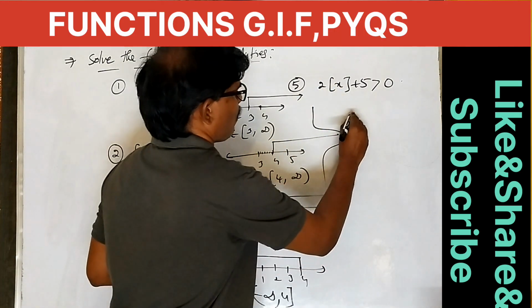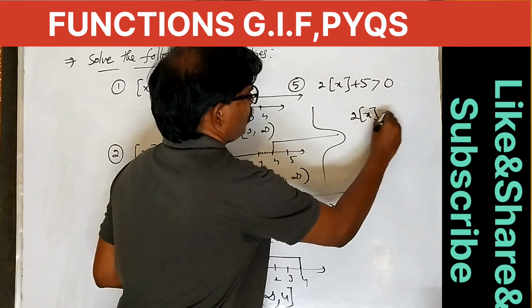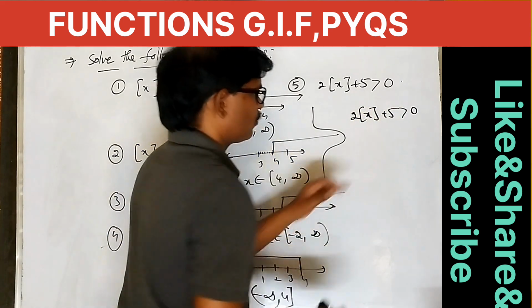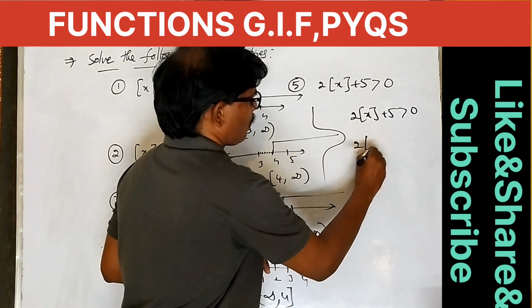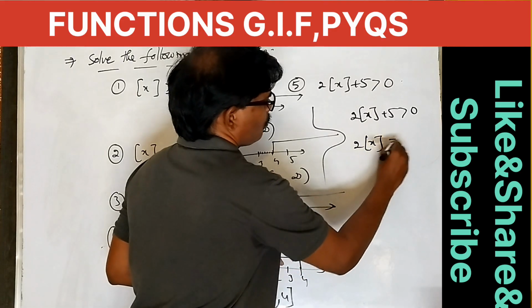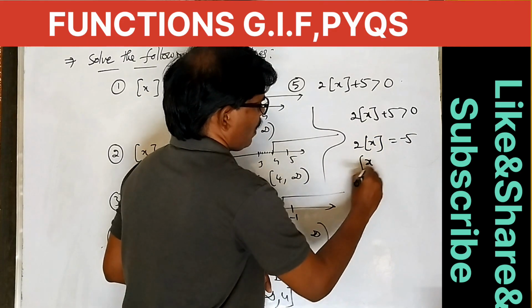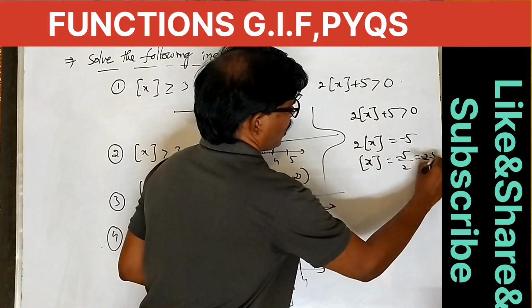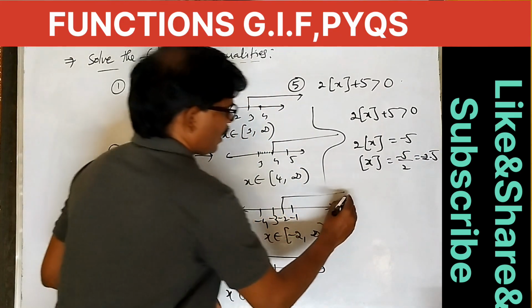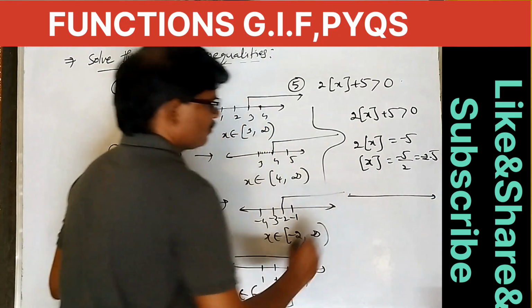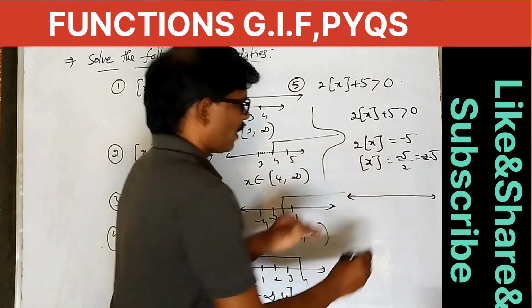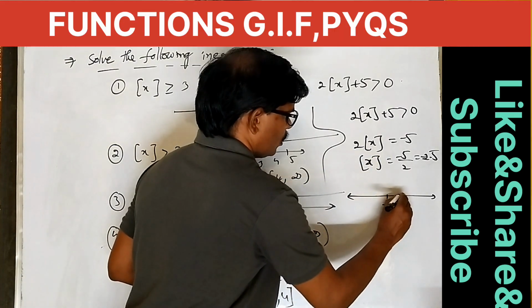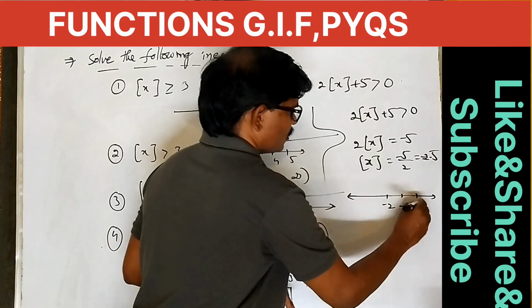2 into step of x plus 5 less than 0. Okay, 2 into step of x equal to minus 5. Step of x equal to minus 5 by 2, equal to minus 2.5. Take the number line, this is minus 2.5. Minus 2.5 means this is minus 2, this is minus 1, this is 0.